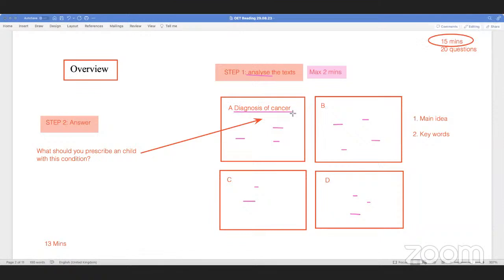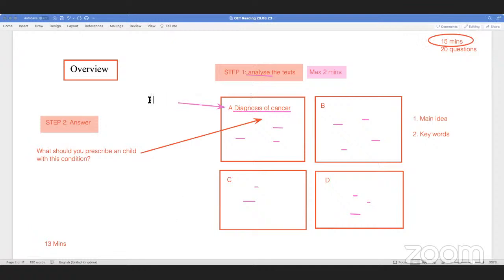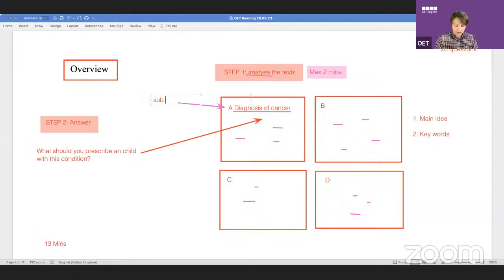Diagnosis. What is this here? Title. What do we call this? We call this the title or the subtitle. Okay. Now, how much time, Andrea, if I have a subtitle already? 1 second, right? So guys, to get the main idea, if there is a subtitle, it's very fast.